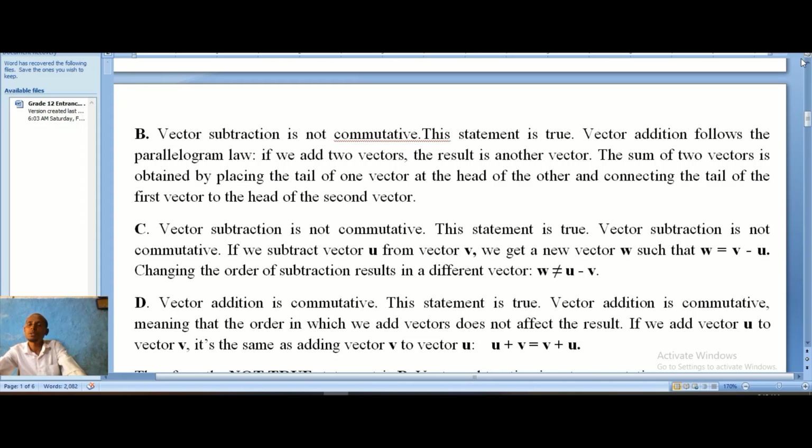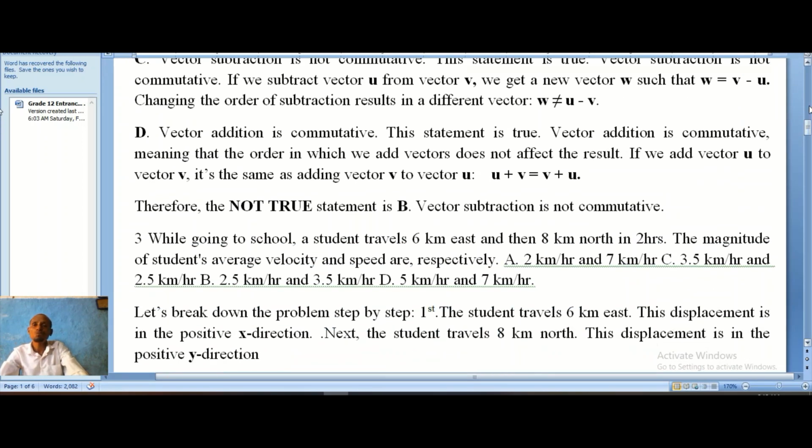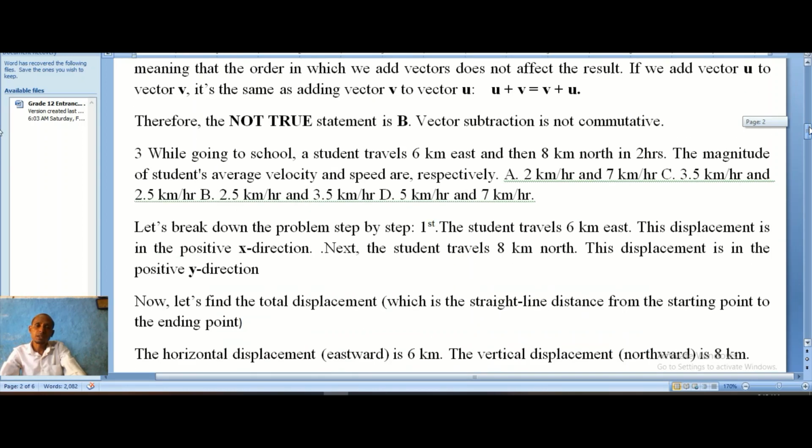When we come to choice D, vector addition is commutative. This statement is true. Vector addition is commutative, meaning that the order in which we add vectors does not affect the result. If you add two vectors, vector u and vector v, adding u to v is the same as adding v to u, meaning u plus v is equal to v plus u.